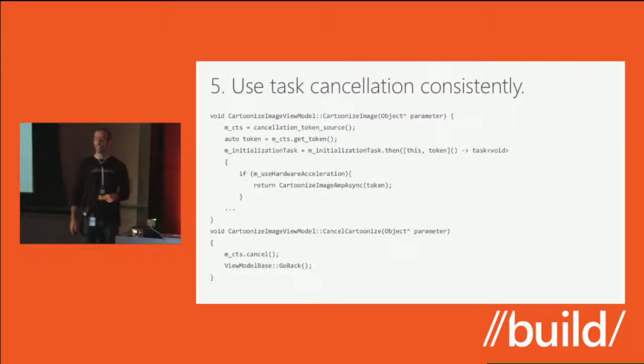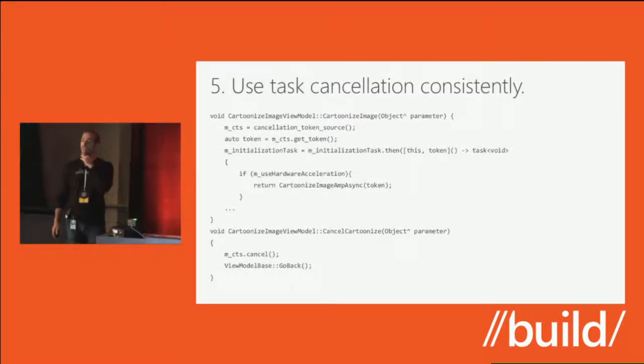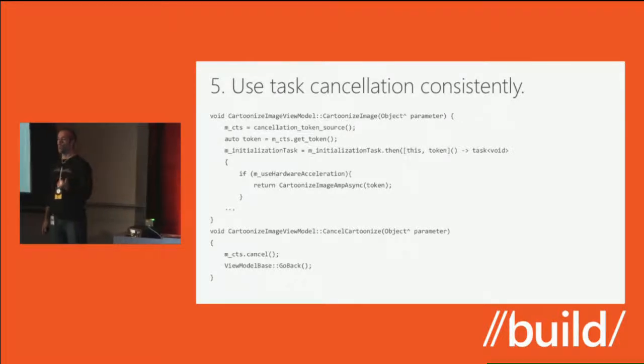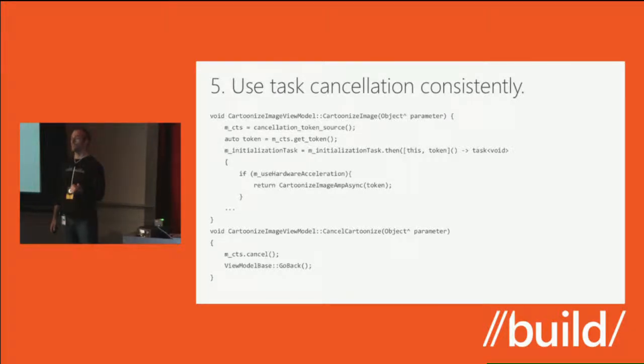And task cancellation. When you're doing asynchronous calls, you might have seen when I showed the app that we allow you to cancel any operation that we do. And that's something you want to do in these apps. You want to give the user the ability to cancel it. Also, you could get suspended or terminated in the app, and you need to cancel that operation.